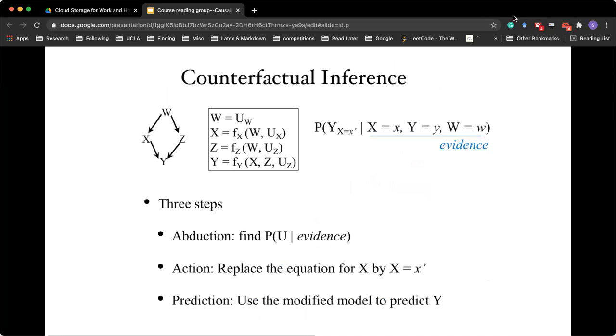There are three steps for counterfactual inference. Here they use a different notation: the U_X is actually the E we had in the previous equation. The first step is to infer the hidden factors using what we observe, the evidence. The second step is to replace our X with our intervention X, and then do the prediction.